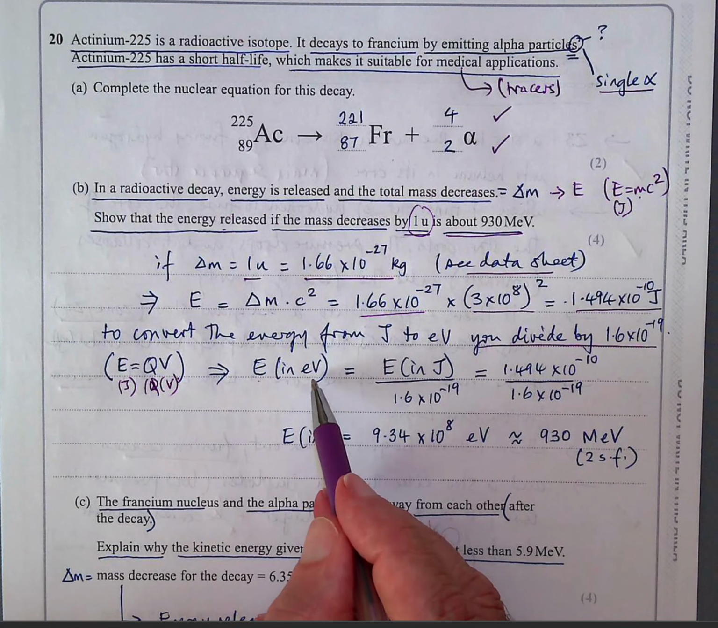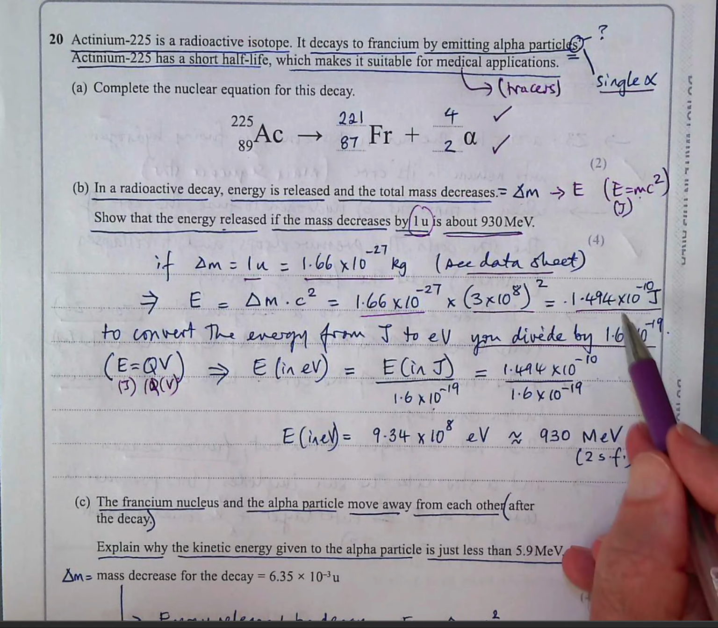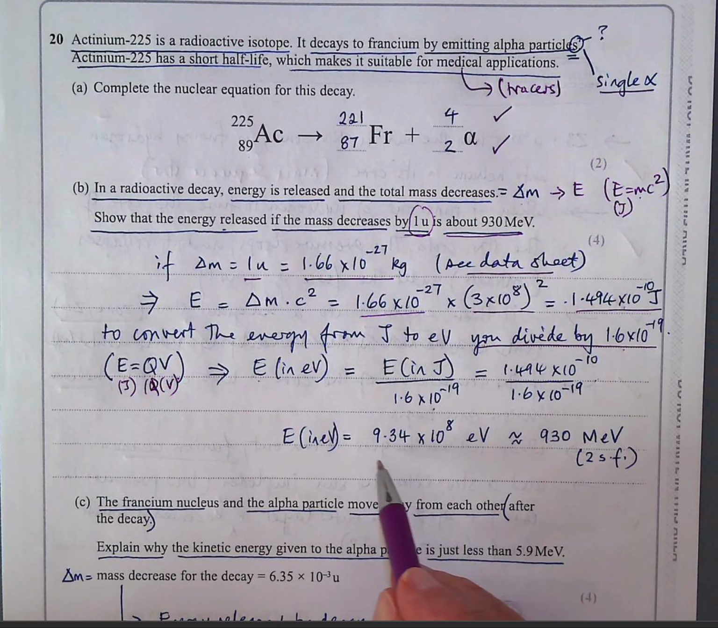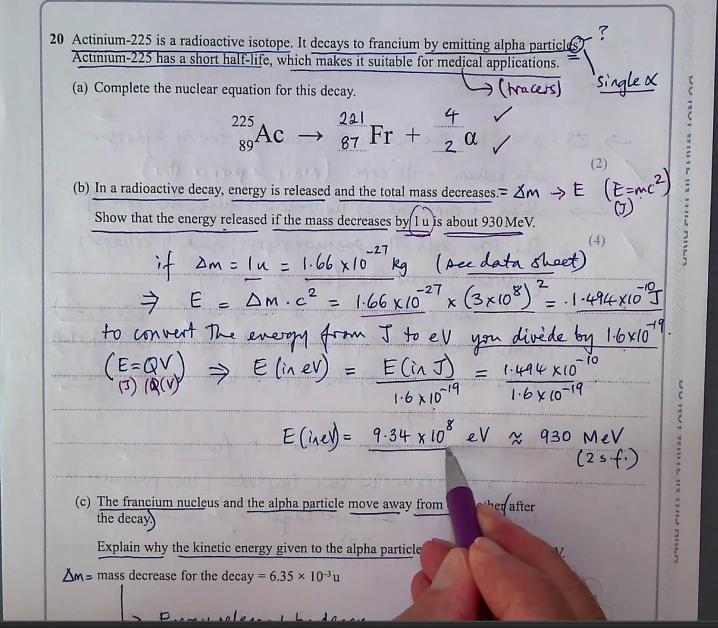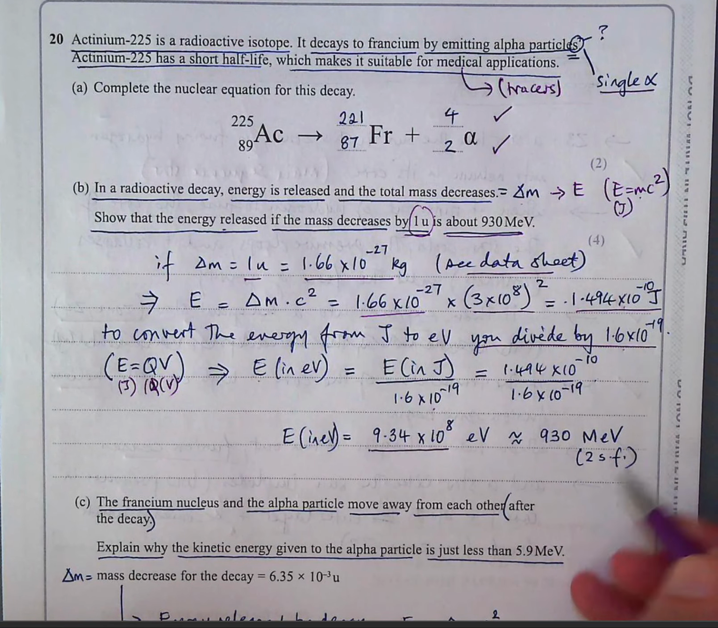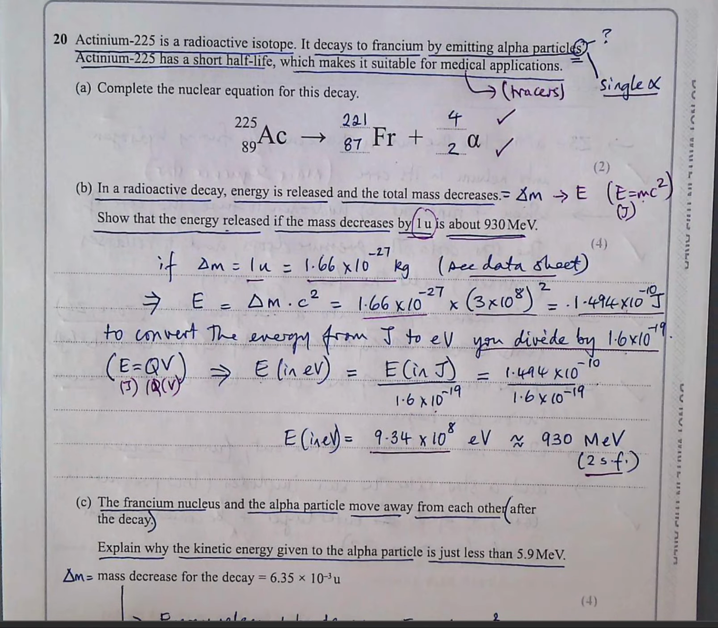So the energy in electron volts is the energy in joules divided by 1.6 times 10 to the minus 19. You divide this number by this number, and you'll get how many electron volts that will be. It comes out to 9.34 times 10 to the 8, which is approximately 930 megaelectron volts to 2 significant figures. So you've answered the question. Okay, hope that makes sense.